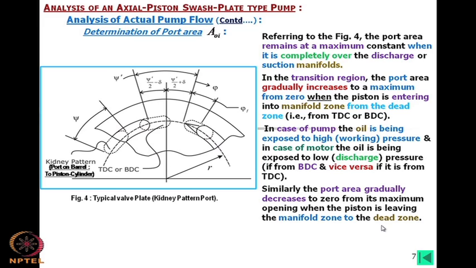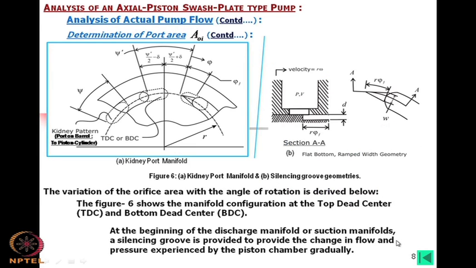Similarly, the port area gradually decreases to 0 from its maximum opening when the piston is leaving the manifold zone to the dead zone. Now, in the earlier analysis, I have shown that we consider the flat bottom and ramped width geometry. This is just to show the variation of the area, but this is not practical. As I told, the machining of this might be a problem.